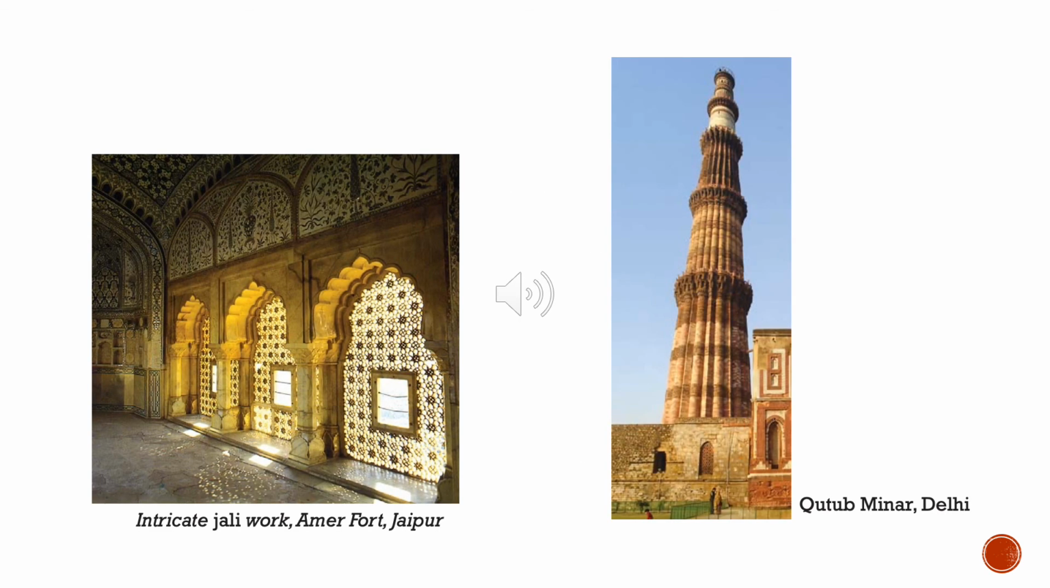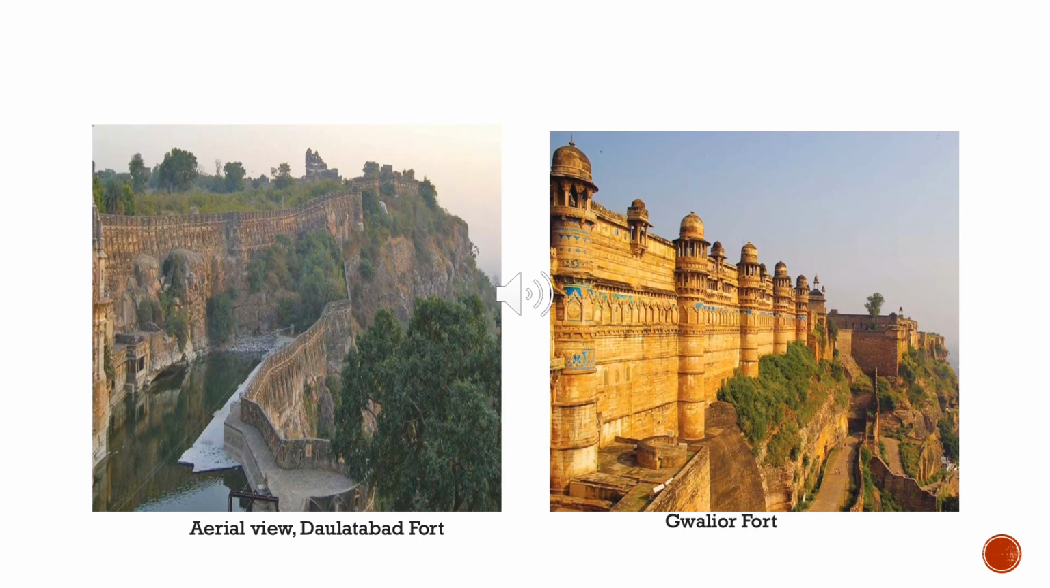And here are some of the examples of Indo-Islamic architecture. On the left side is intricate jali work in the Amer Fort, Jaipur. On the right side is the famous Qutub Minar in Delhi. Here in this slide you can see the view of Daulatabad Fort on the left in Maharashtra, and on the right side is the Gwalior Fort in Madhya Pradesh.